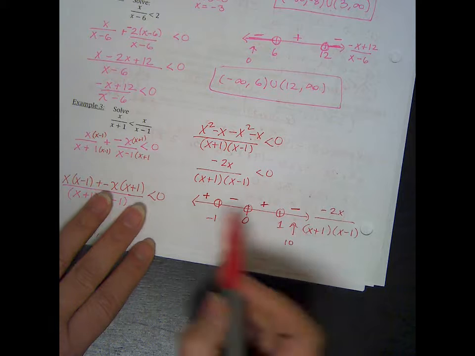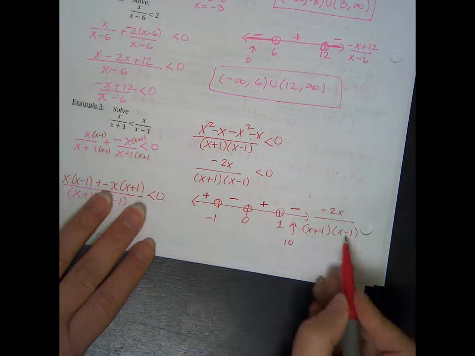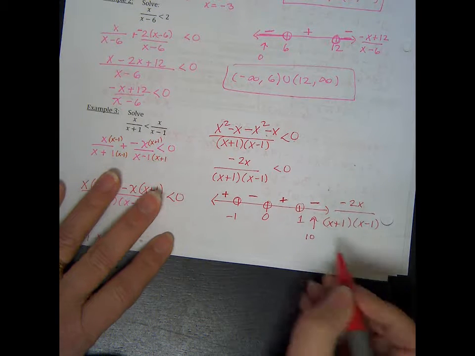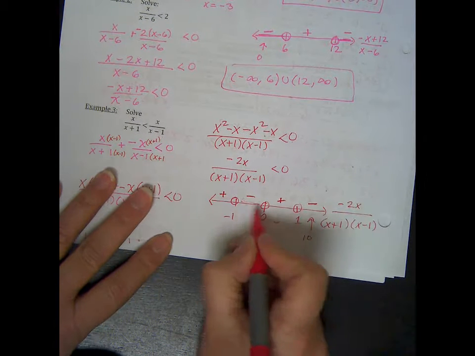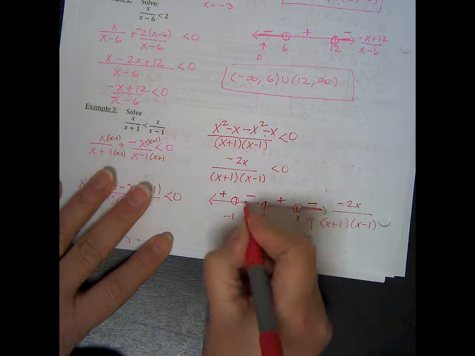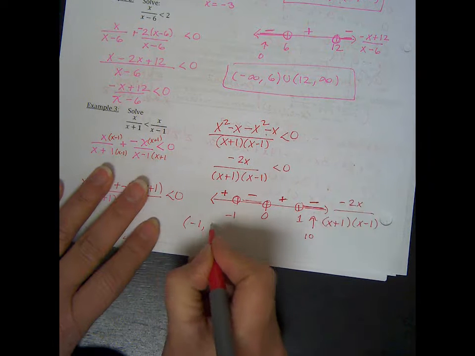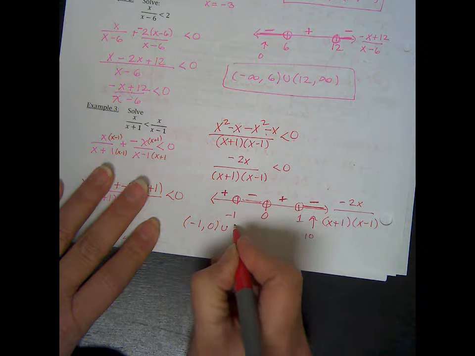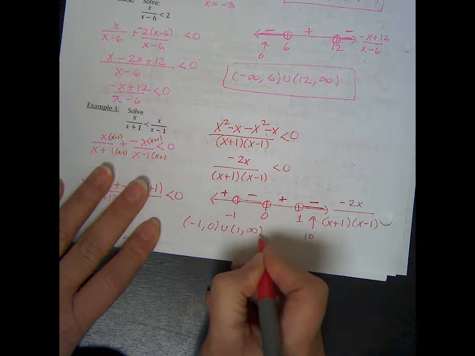Okay, so again, it's going to alternate because I don't have any of the same factors occurring twice or four times. So I want the negative, so I got this area and this area. So negative 1 to 0, union 1 to infinity. All open.